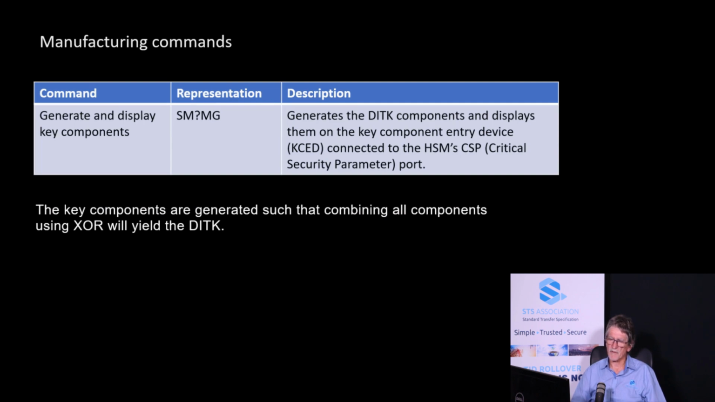Still on the manufacturing commands, you have a generate and display key components, SMMG. Generates the DITK components and displays them on the key component entry device connected to the HSM CSP, critical security parameter port. The key components are generated such that combining all the components using exclusive ORs will yield the DITK. So you can ask the HSM to generate the key components, two of them, then they are exclusive ORed together and inserted, and the DITK is made up of those and stored into the security module.